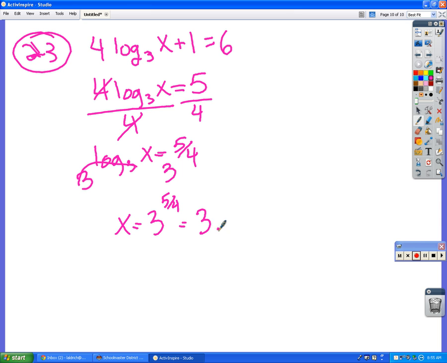Just kidding. So when you 3 both sides, it gets rid of the log, yeah, because it's log base 3. Okay. So that's why that works. So same thing when you 10 both sides, it's because it's log base 10. So what are we going to do to both sides on number 24? Divide both sides by log 2.